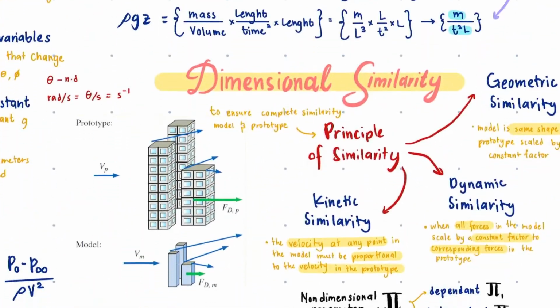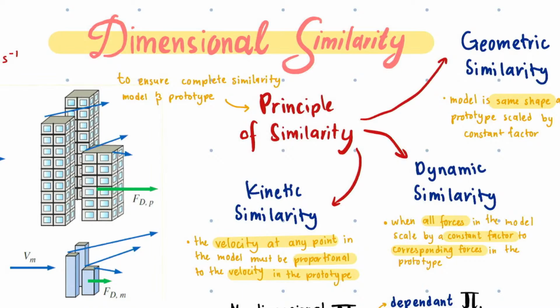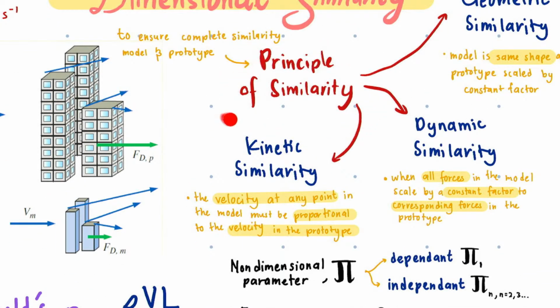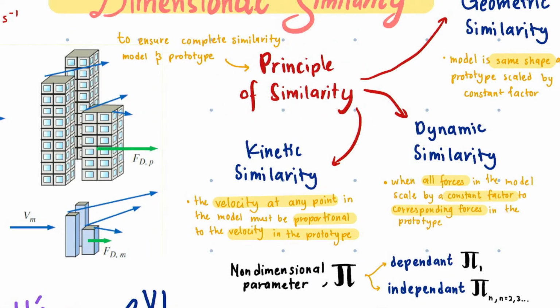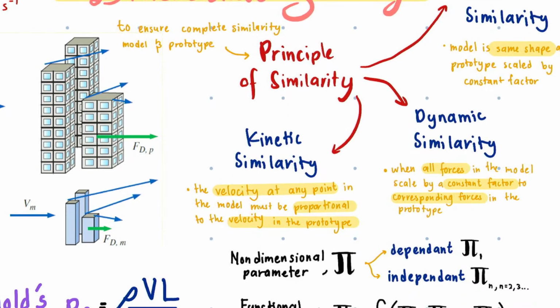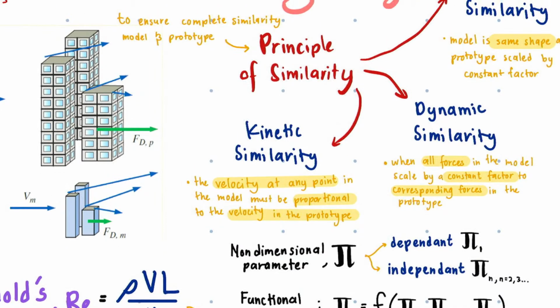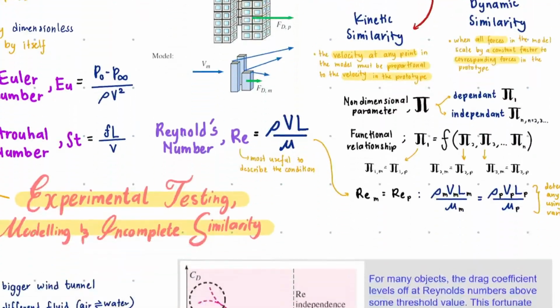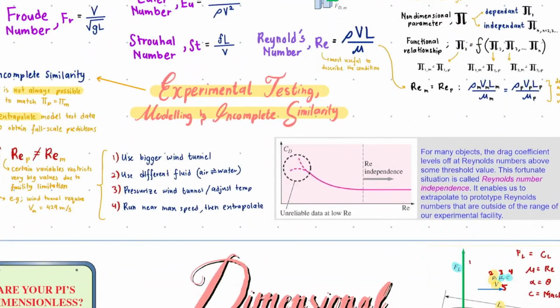So we move on to dimensional similarity. In order for a model and a prototype to be similar, we need to have dimensional similarity, which is first the geometric, dynamic, and kinematic. This one you can read yourself.